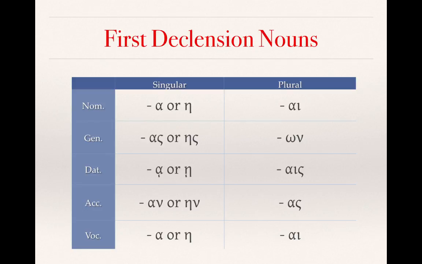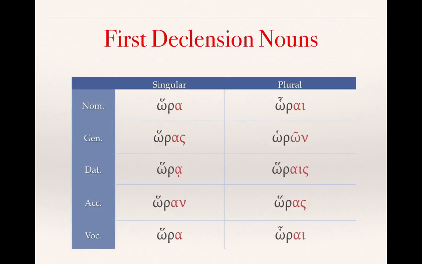So let's take an example from the textbook. This is the Greek word hora, which means hour. And you can see now the endings added on to that stem in the same sort of way that we saw with verbs in the last lesson. So hora, horas, hore, horan, hora, horai, horon, horais, horas, horai.